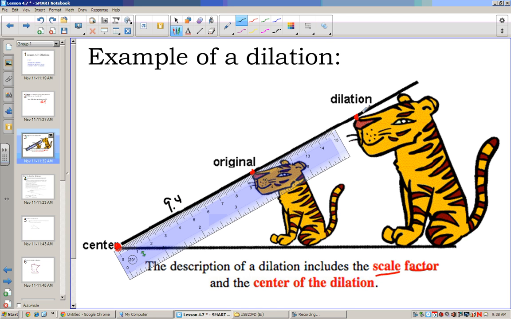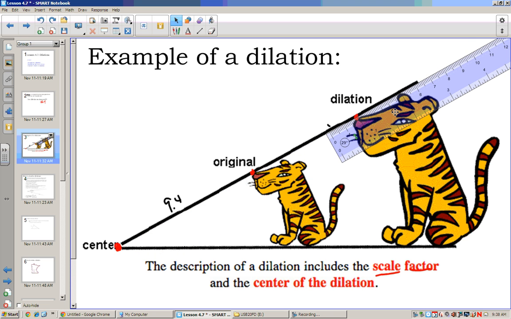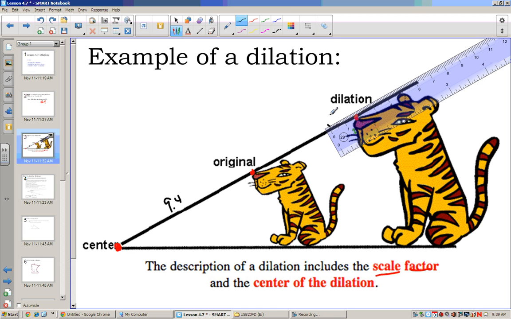Now we measure all the way to this one. So 15 stops there, and I'm going to slide this up. So 15 plus, looks like about 1.8. So this whole thing is 16.8.